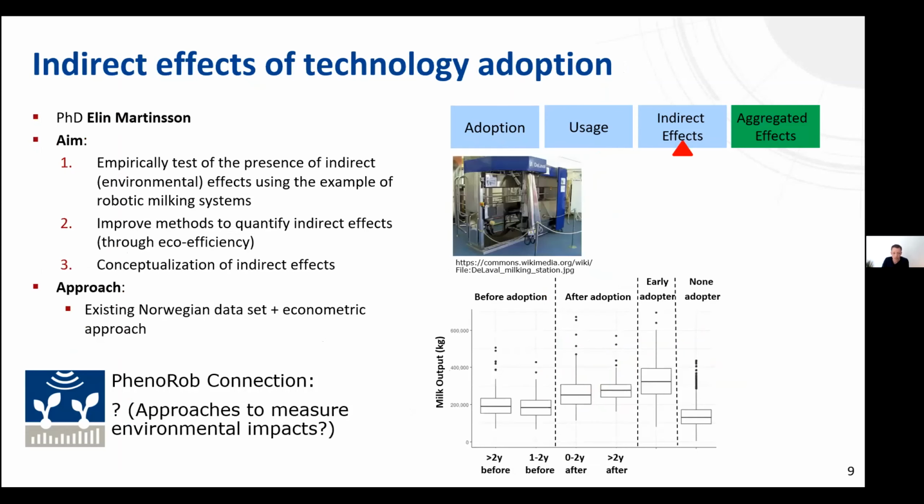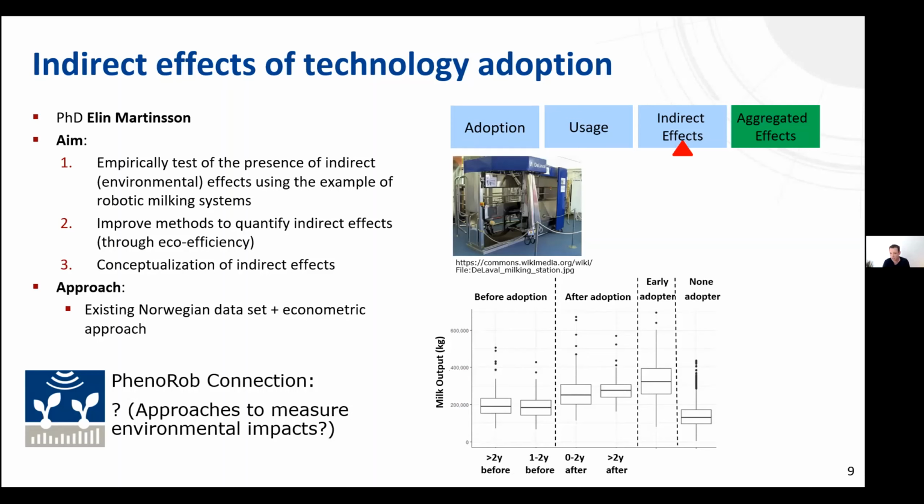The next topic that I want to talk about is the PhD project by Elin Martensen, and she's focusing on indirect effects of technology adoption, and specifically what she's looking at at the moment is that we want to empirically test the presence of indirect environmental effects, looking at the example of robotic milking systems. Robotic milking systems are not a core PhenoRob technology.